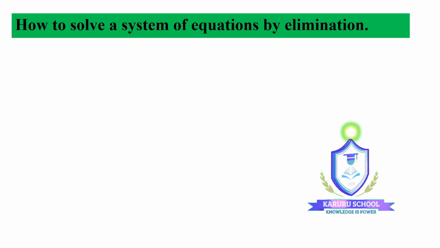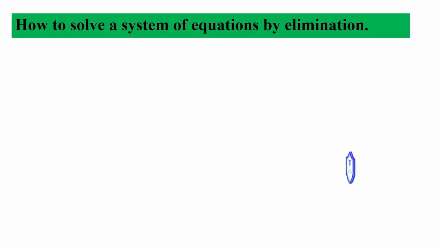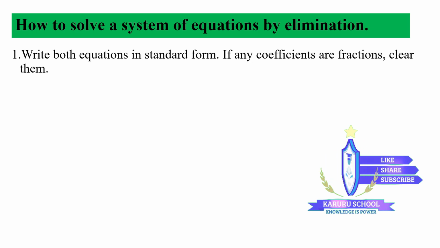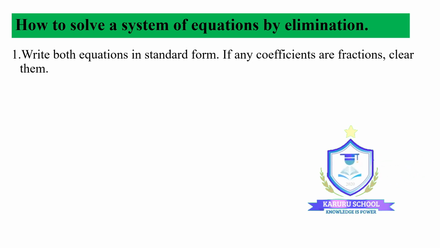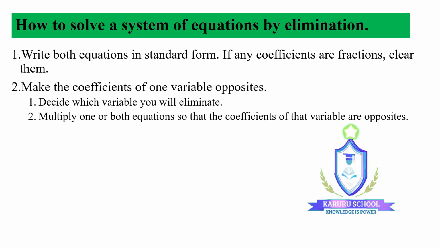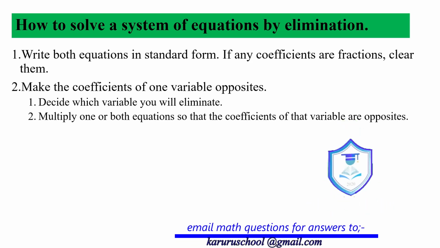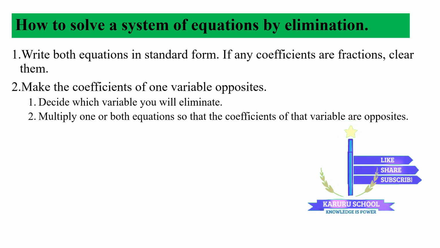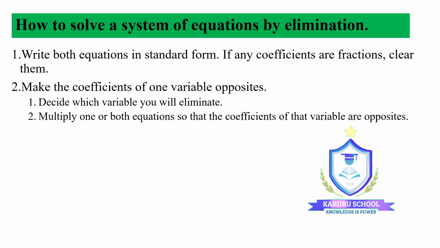What is the procedure one needs to follow while solving a system of equations by the elimination method? The first step is to write both equations in standard form. If there are any coefficients that are fractions, ensure that you clear the fractions before solving the equation. Step number 2 is to make the coefficients of one of the variables opposites. This would involve deciding which variable you want to eliminate and then multiplying one or both equations so that the coefficients of the variable that you want to eliminate are opposites.